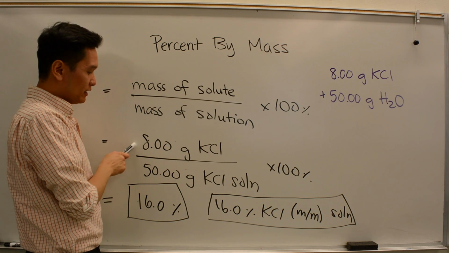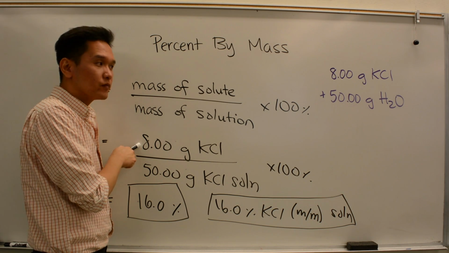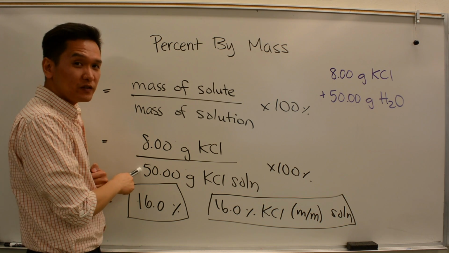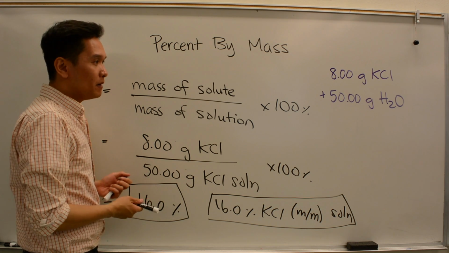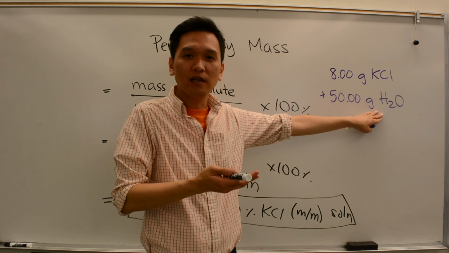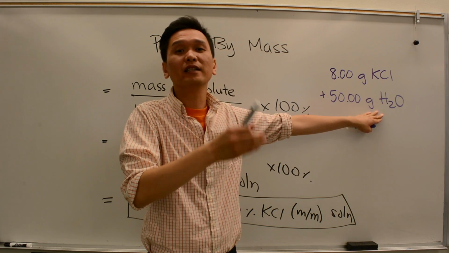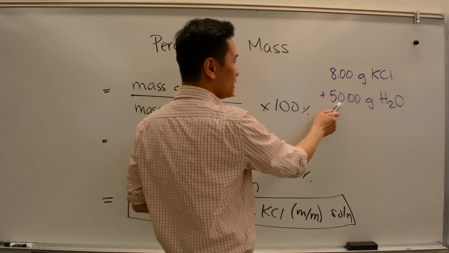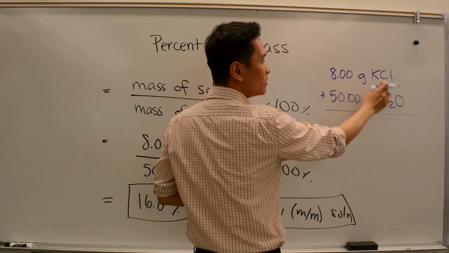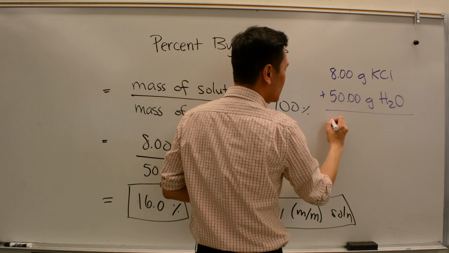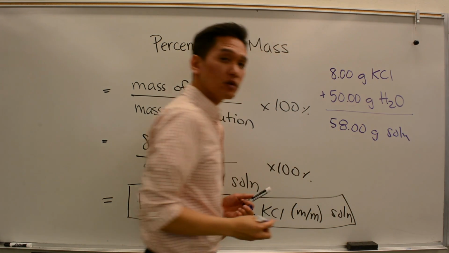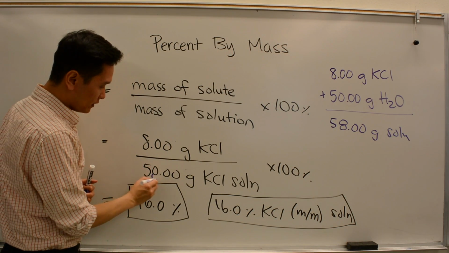So if you plug it in, is the mass of a solute still 8 grams? It is still 8 grams, right? 8.00 grams of KCl. But is the mass of solution 50 grams? The answer would be no, because water is your solvent, not your solution. What is the solution? The solution is composed of your solute plus your solvent, right? So you can't just put simply 50 there. You have to add these two numbers together, the solute plus the solvent. So the solution is 58.00 grams solution. So instead of 50 here, it's 58.